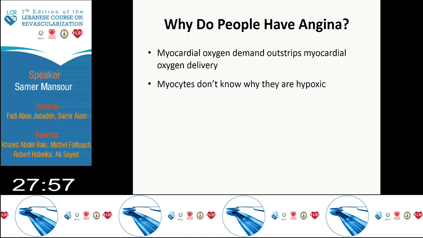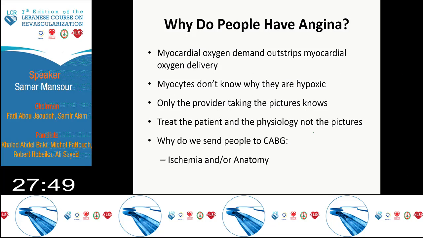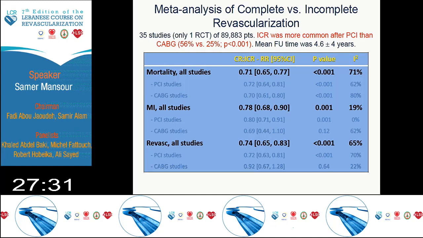Myocytes don't know the cause of the hypoxic status where they are. Only you, when you look at the angiogram, determine why this patient is ischemic, why the myocytes are suffering from ischemia. You need to treat the patient based on the angio findings, not only what you can do, but what the patient needs. This is why you refer some patients for CABG, because you think that the CABG is the best solution for this patient based on the anatomical and ischemic status of this patient.